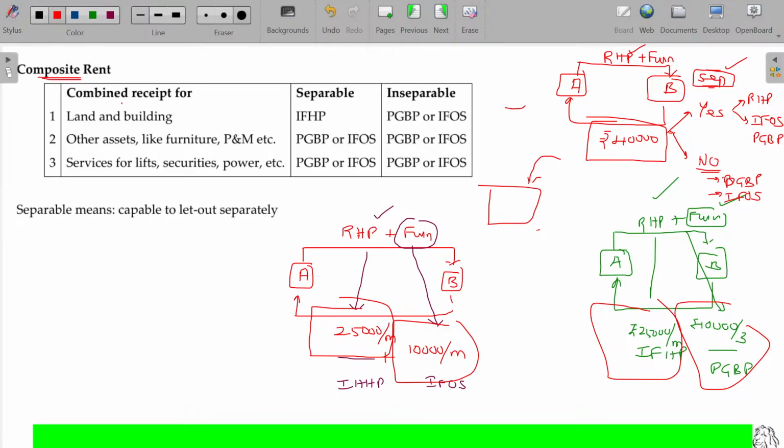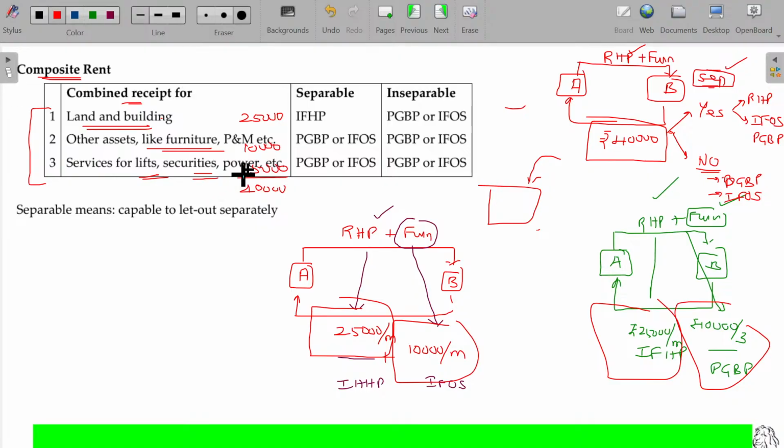Composite rent: combined receipt for land and building, and other assets like furniture, plant and machinery, and sometimes in apartments, lift, security, power also may be given. All the facilities are given, and the overall value is 40,000 rupees. Now the question is, is it possible to segregate, sir? Yes, sir. For the land and building, it is 25,000. For furniture and fixtures, 10,000. For security and lift service, 5,000 rupees.